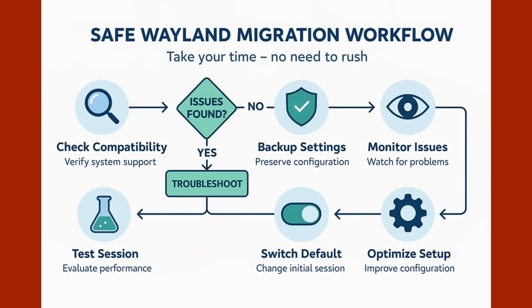Problem: blurry or incorrectly scaled applications. This is usually an XWayland scaling issue. You can set scaling for XWayland applications using xrandr --output XWayland0 --scale 1.25x1.25. Adjust the scale factor as needed. For Qt applications specifically, try setting QT_SCALE_FACTOR=1.25 and QT_AUTO_SCREEN_SCALE_FACTOR=1 in your environment. For GTK applications, use GDK_SCALE=1.25 and GDK_DPI_SCALE=0.8.